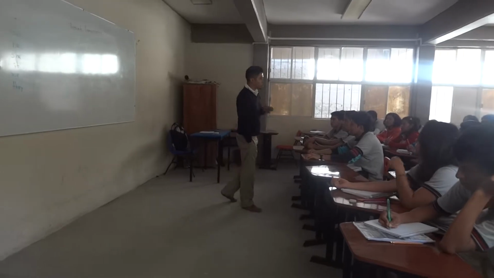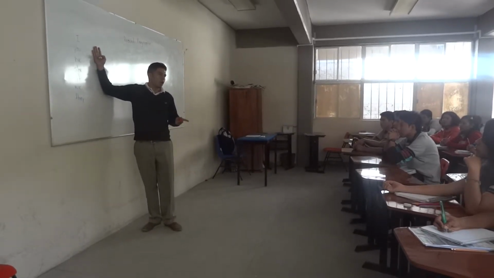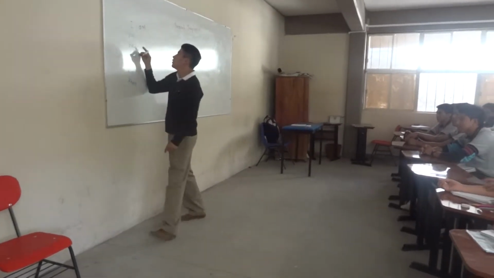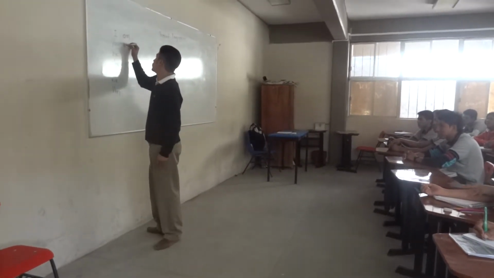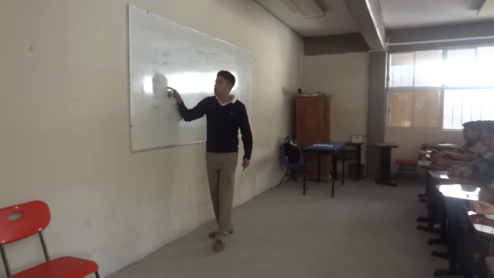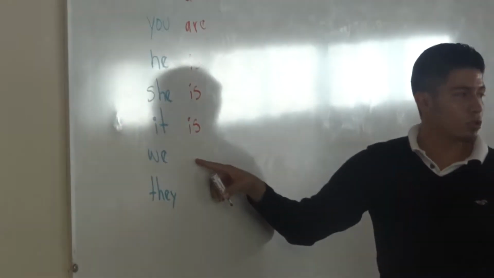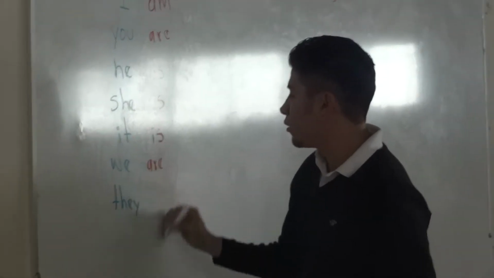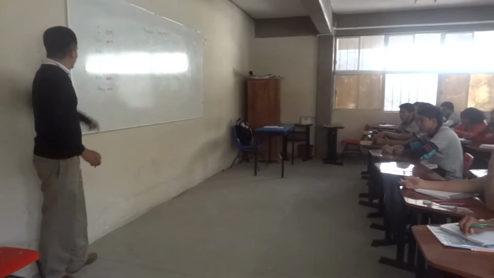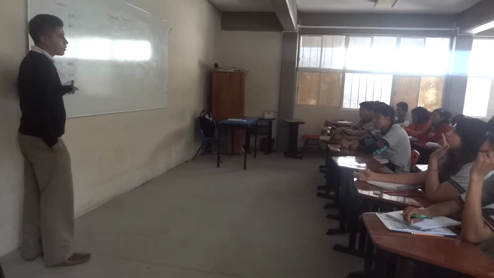And remember that each personal pronoun has a verb to be. Remember, verb to be, ser o estar. How can I say yo soy o yo estoy in English? I am. Tú eres, estás? You are. Él es o está? He is. Ella es o está? She is. Eso es o está? It is. Nosotros somos, estamos? We are. And ellos son, están? They are. So these are the personal pronouns, and these are the verb to be.